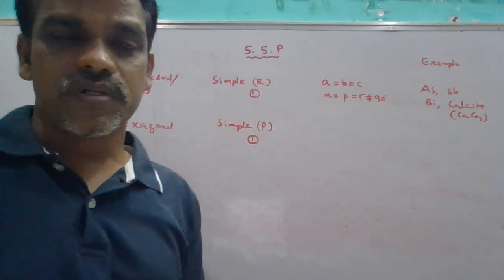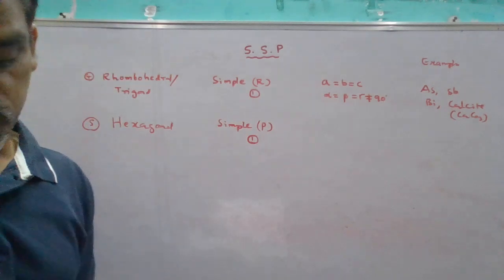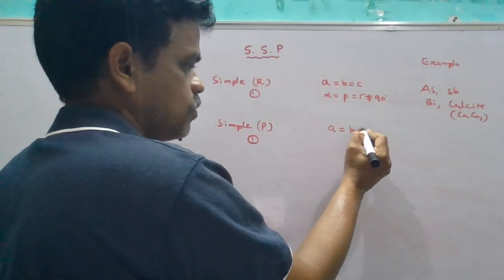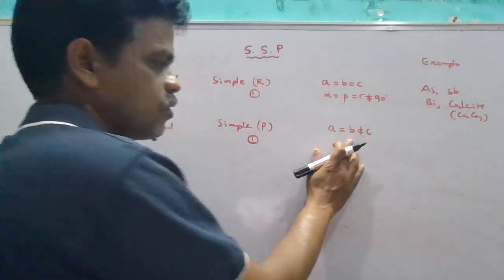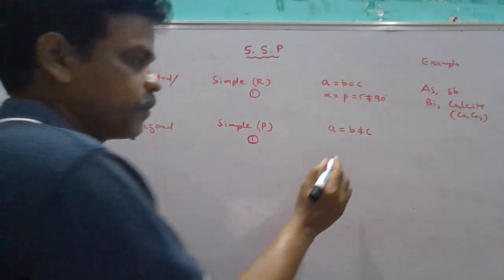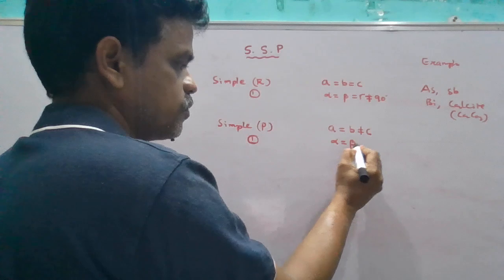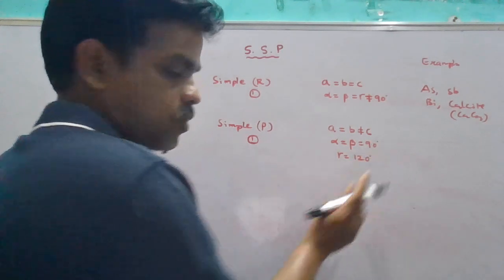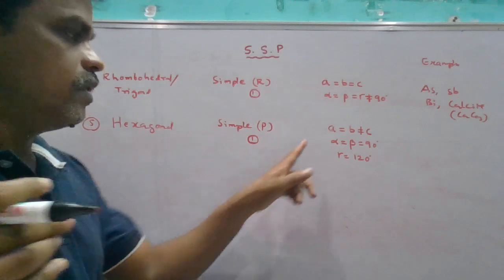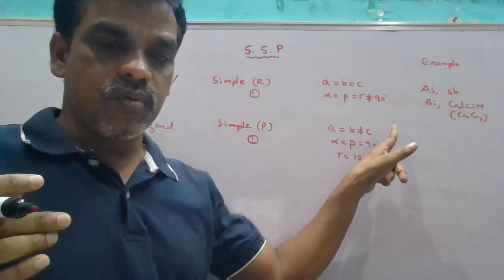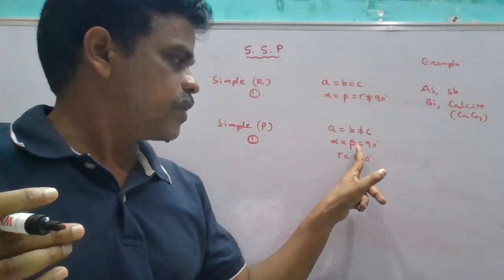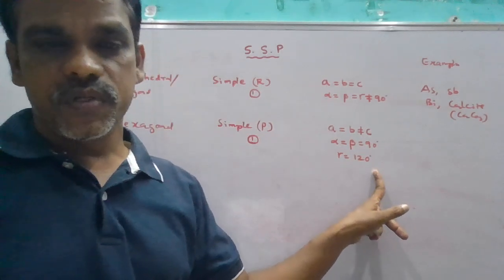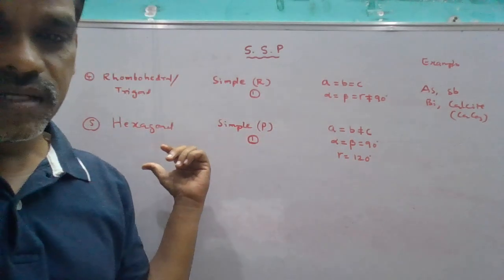So what about unit cell characteristics? A equal to B not equal to C. Then alpha equal to beta equal to 90 degree, gamma equal to 120 degree. A equal to B not equal to C, alpha beta equal to 90 degree, gamma equal to 120 degree. This is about unit cell characteristics of hexagonal system.